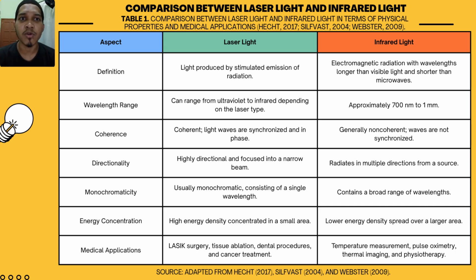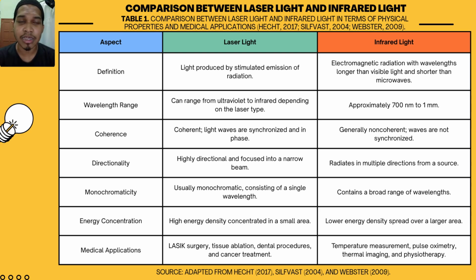For monochromaticity, laser light is usually monochromatic, consisting of a single wavelength, while infrared light contains a broad range of wavelengths. For energy concentration, laser light has high energy density concentrated in a small area, while infrared light has lower energy density spread over a larger area.